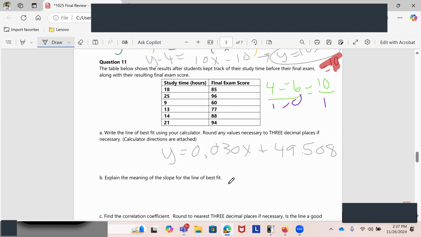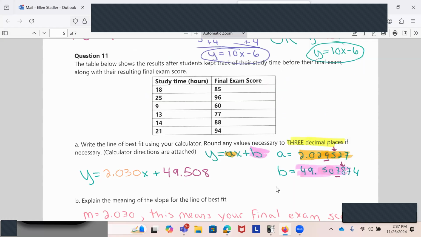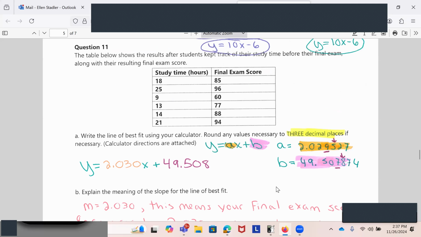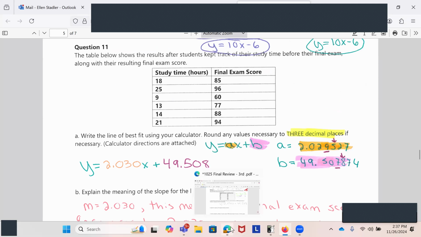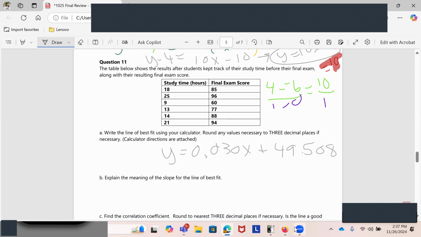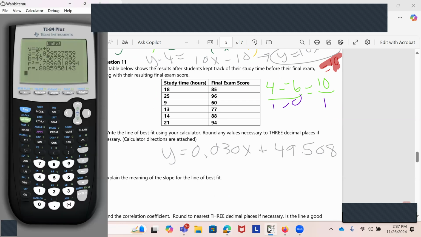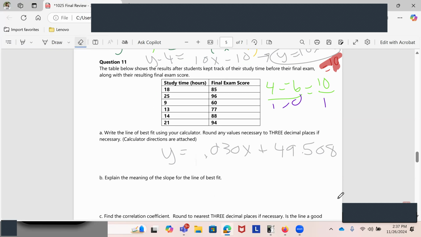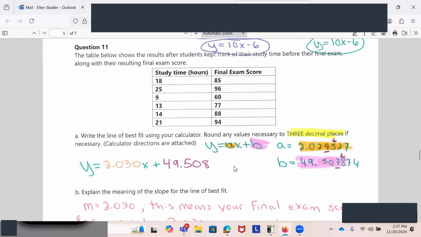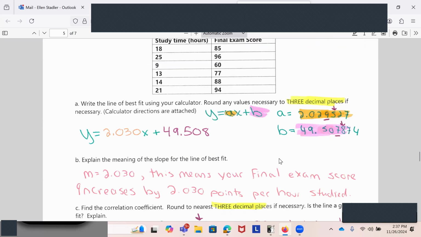Now I want you to explain the meaning, and we'll go back to that and describe what that means. The slope. I wrote something down wrong there. I did write that down wrong. I'm glad I checked. This is the downside of using a calculator for stuff. 2.030, so focus on the rounding there. And the way we wrote it in the answer key describes what that slope means.